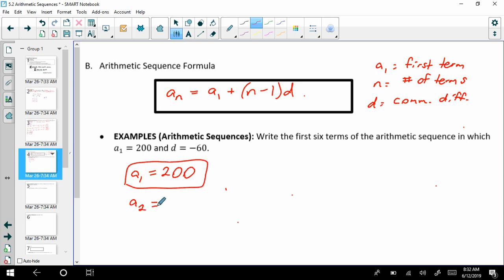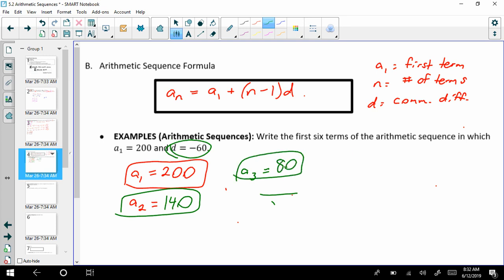So now let's just think about it. To get a sub 2, you don't need a formula. If they told you what they're adding by, you should just be able to generate the list. So I want to add negative 60 to 200. If I do that, my second term comes out to 140. If I want the third term, I'm going to add negative 60 to 140. I get 80. So if I keep adding negative 60, I can keep generating each new term.